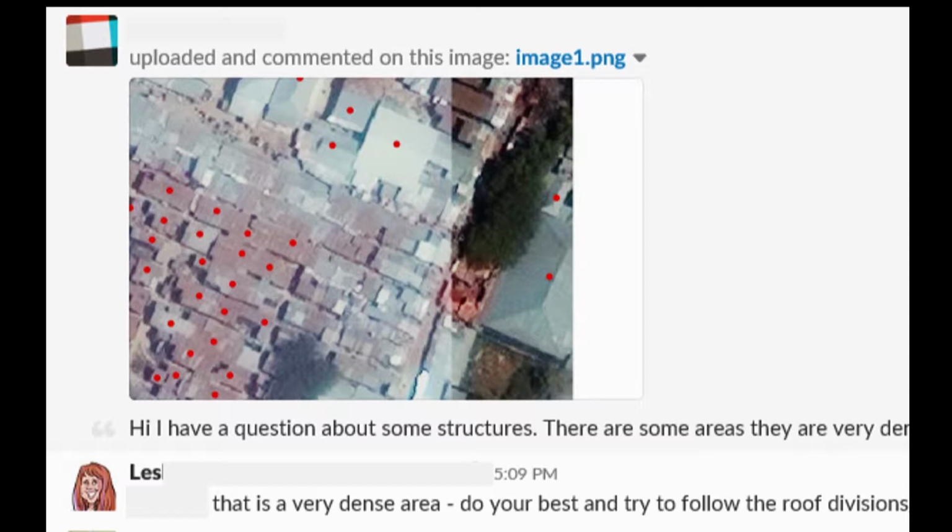This is an example of one of the questions you might see. We could come in and post images from online and show screenshots of what we were looking at. This example is in a very densely populated area. And the question was asked, how do we know which buildings represent buildings? We can't always tell where one ends and the next begins. And somebody would respond, just try to look at the roof divisions, and that will help tell you where to place the dots on each point.